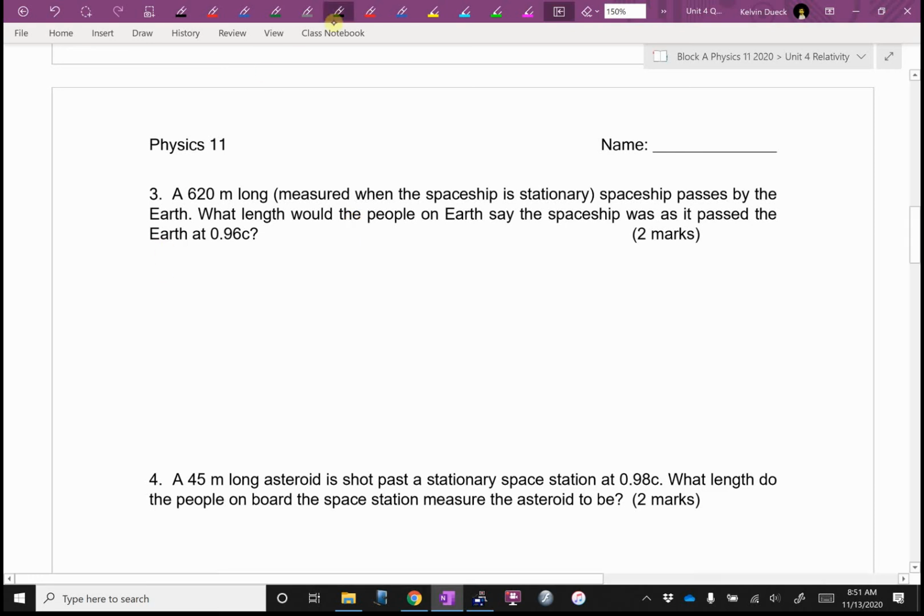They want me to find L or L0. How do I know? 620 is stationary, at speed 0, at rest. So L0 is 620. V is 0.96 c. They want me to find L. I think it's L equals L0 times the gamma thingy.